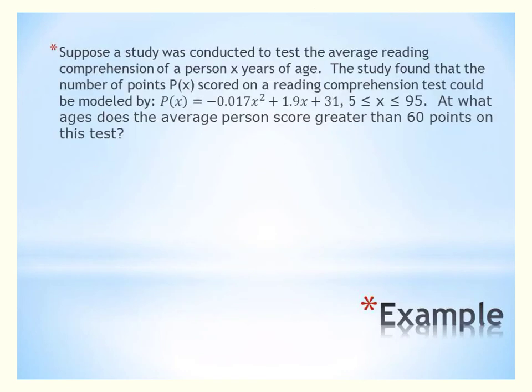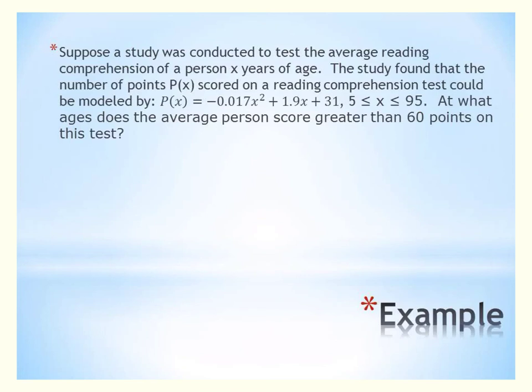Actually, we're going to do a word problem here. Suppose a study was conducted to test the average reading comprehension of a person X years of age. The study found that the number of points, which is P of X, scored on a reading comprehension test could be modeled by P of X equals -0.017x squared plus 1.9x plus 31 when X is between 5 and 95. Because obviously we aren't asking people less than 5 to read, and there's not really a lot of people greater than 95. At what ages does the average person score greater than 60 points on this test?